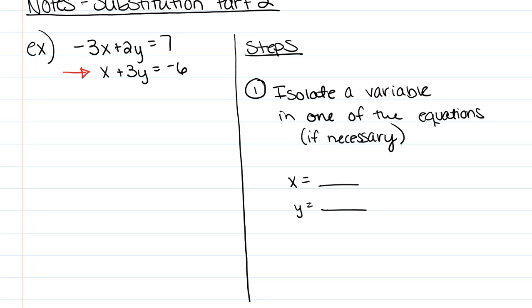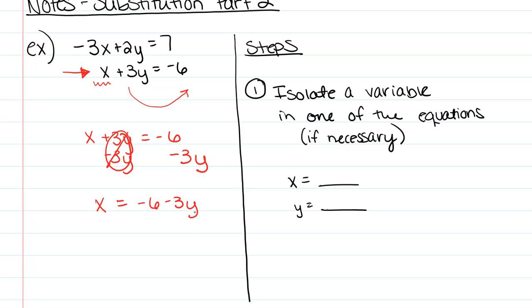However, I notice this second equation here, x looks fairly easy to isolate because all I have to do is get this 3y over to the other side. So let's go ahead and do that using our mathematical tools. In order to move that over, I actually have to subtract 3y from both sides. And I'm left with, well, 3y minus 3y is 0. All right, and I get x equals negative 6 minus 3y, because they're not like terms, so I can't combine them. All right, so that is step 1 complete.